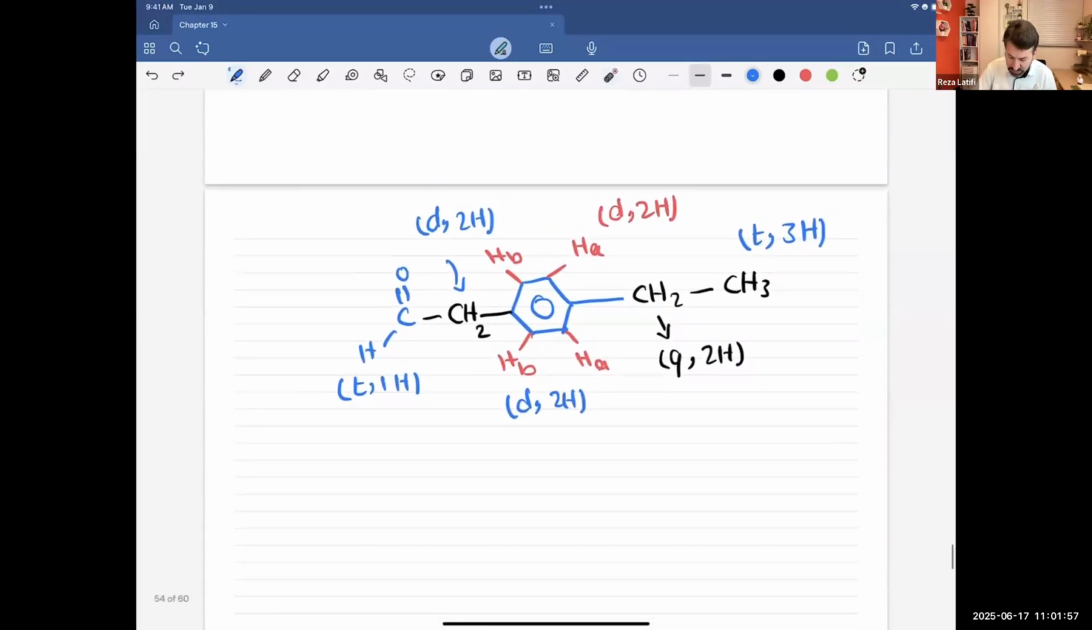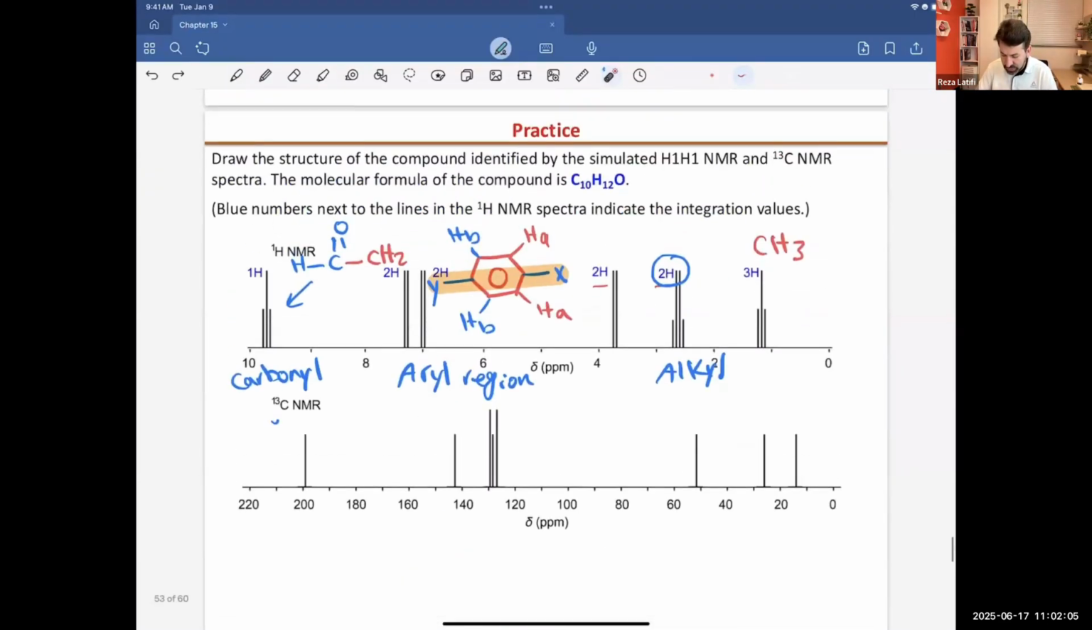And how about this CH2? I expect it to be doublet, and integration equal to 2. And yes, it's doublet. Why does it have higher chemical shift than the neighbor? Because it's attached to this one. CH2 is attached to a carbonyl neighbor, and that's gonna deshield it.